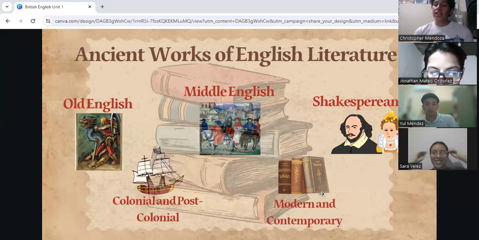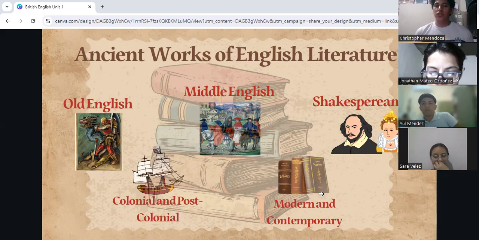Then we have Middle English, where Geoffrey Chaucer wrote the Canterbury Tales. It's considered one of the most esteemed works of English literature ever created. Chaucer satirized the worldview of the characters he wrote, and he stated that the mockery is above any social class. Then we have the Shakespearean era.